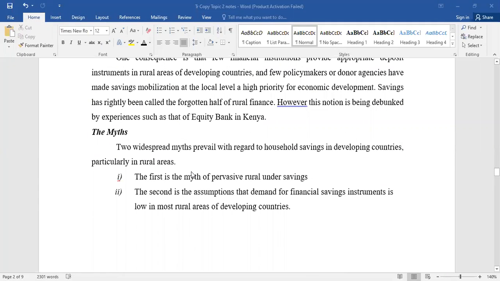Now we do have MEF. Now the 2 widespread myths that prevail are: 1, pervasive rural under savings. People believe, even yourself, that in the rural areas hakuna pesa. Now people believe that watu wa Nairobi ndio wako na pesa.